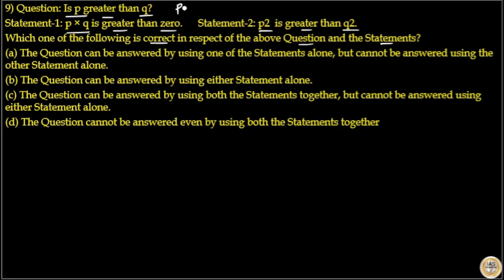Here our question is: is P greater than Q? So we have to check the statements. Statement 1 is PQ is greater than 0. Here you can see PQ is greater than 0 means P and Q can be positive numbers as well as negative numbers. So let's check the answers using numbers here.